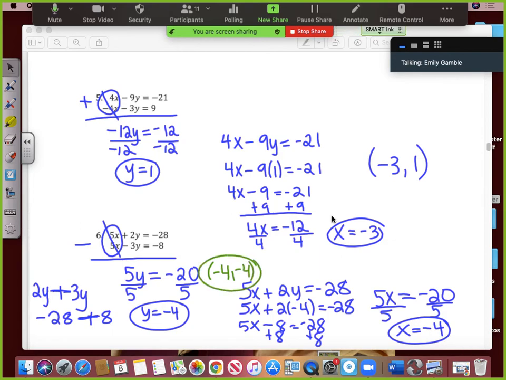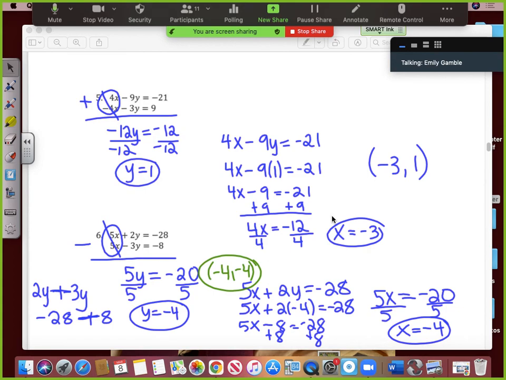So with elimination, your first step is to look at the variables and see, are they the exact same number, like 2x and 2x, or are they opposites, like 2x and negative 2x? If they are the same, you take the two equations and subtract them. If they are opposites, you take the two equations and add them. Once you have that answer, you will be able to get one of the numbers in for x or y. You take that, replace it in, and you can solve for the other one.